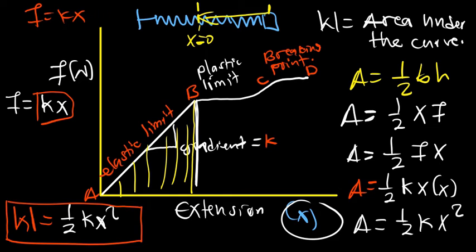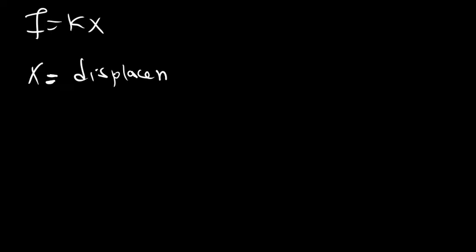Now, another thing you have to know under deformation of solids: we have already talked about Hooke's law. Now let's talk more about the K. We are saying that F is equal to Kx. X is the displacement, which we know already. K is the spring constant.